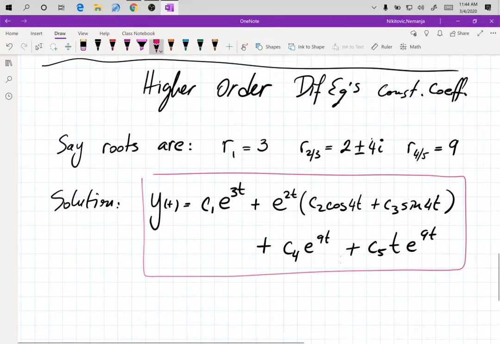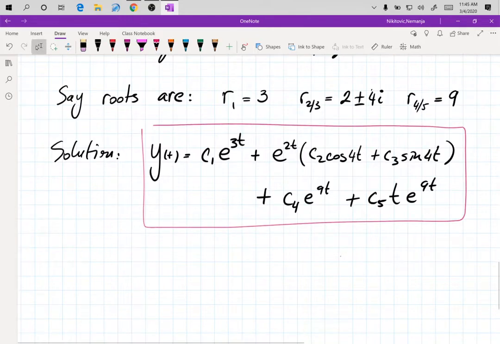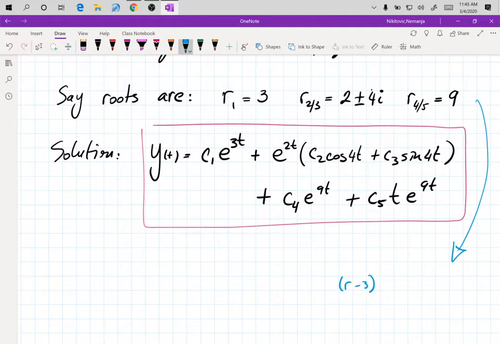Those of you who would like to practice, I'm just going to give you the way to create a differential equation. You will have to multiply r minus 3 by r minus 2 plus 4i times r minus 2 minus 4i. All of the i's will cancel because you're multiplying conjugates. And then times, I'll put it here, r minus 9 squared.